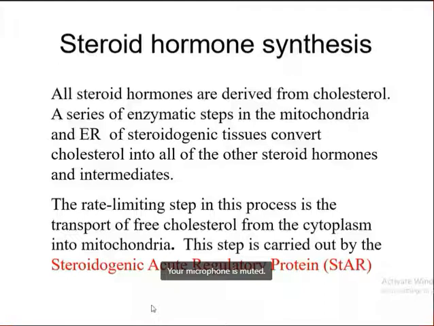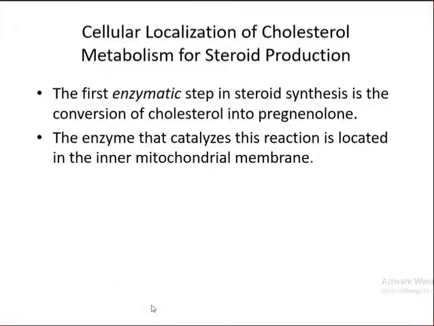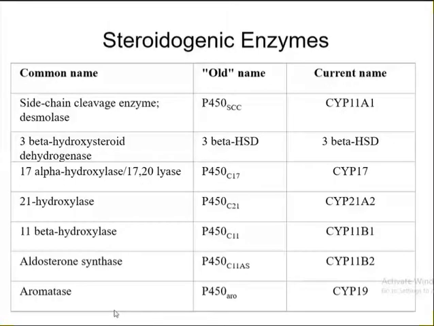The enzyme that causes this reaction is located in the inner mitochondria. Now, there are enzymes you should know about. There is an old name and a new name. Side chain cleavage enzyme is the common name. You should also remember the common name, since most textbooks write the common name. So side chain cleavage enzyme, the old name is P450 side chain cleavage enzyme. Now the new name is CYP11A1.